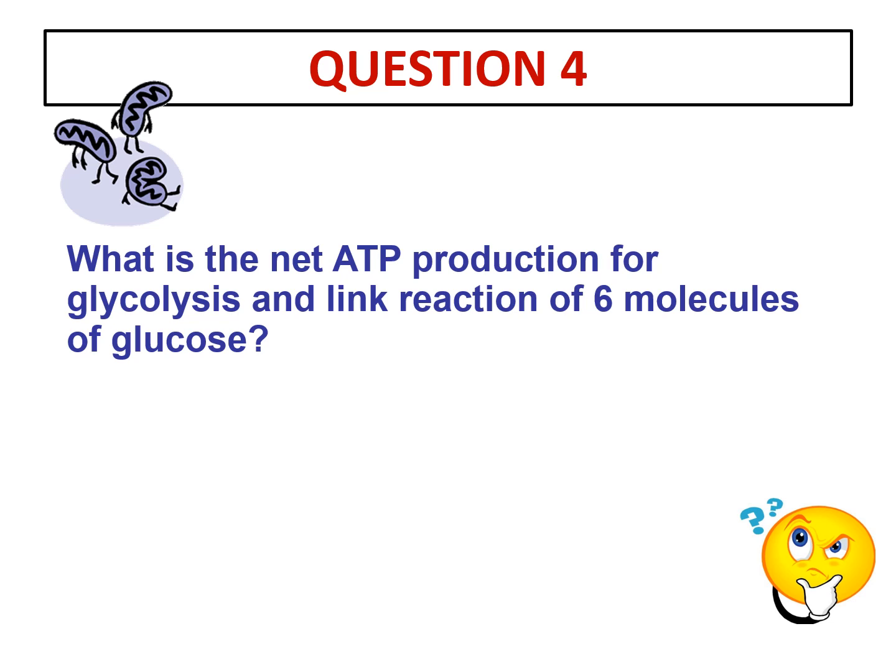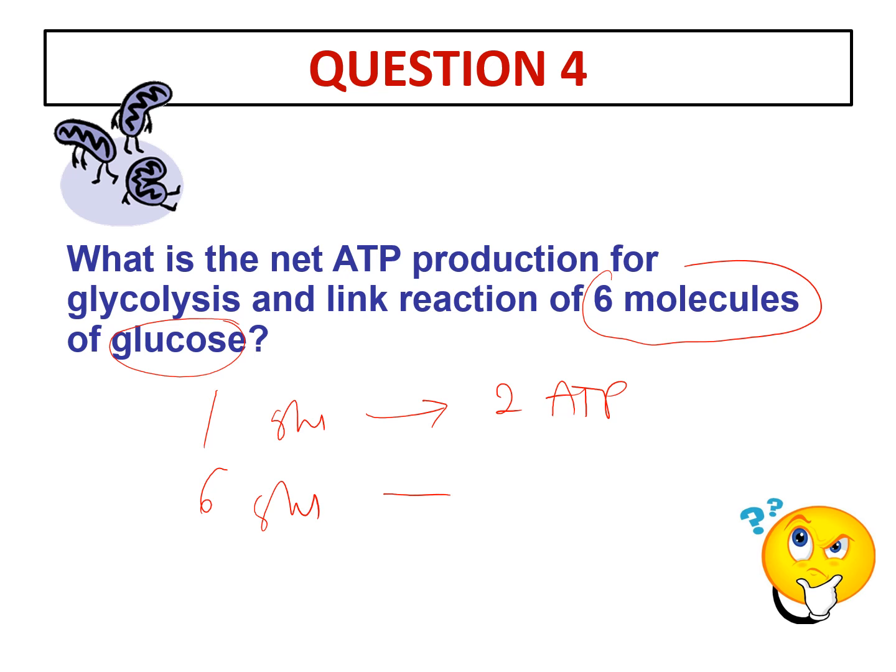Question 4. What is the net ATP production for glycolysis and link reaction of 6 molecules of glucose? So the keyword is 6 molecules of glucose. So for 1 molecule of glucose, we should get 2 net ATP. So for 6 molecules of glucose, we should get 12 ATP. For link reaction, we do not produce any ATP. Okay, for link reaction, it is 0 ATP.